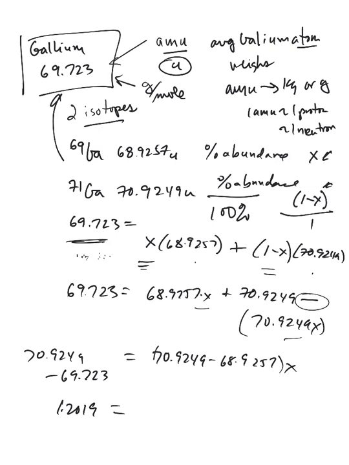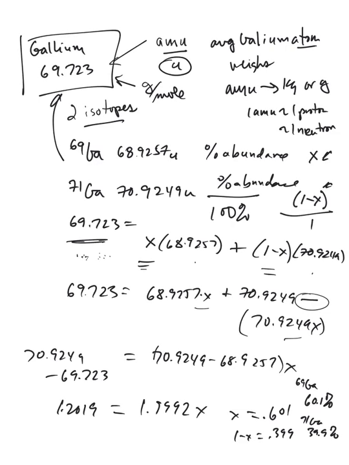And then I've got 70.9249 minus 68.9257. I got 1.9992X. X is equal to 0.601, and then 1 minus X is going to be equal to 0.399. So what that means is that the gallium-69 is 60.1%. That's the gallium-69. And the gallium-71 is 39.9%. I hope this one helped. It's a little tougher, but I think you can handle it.